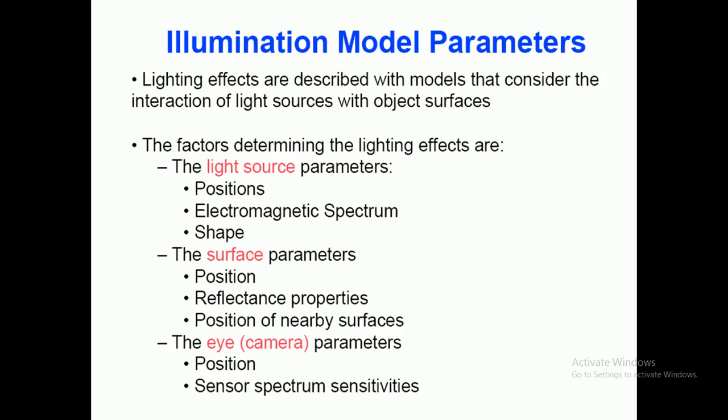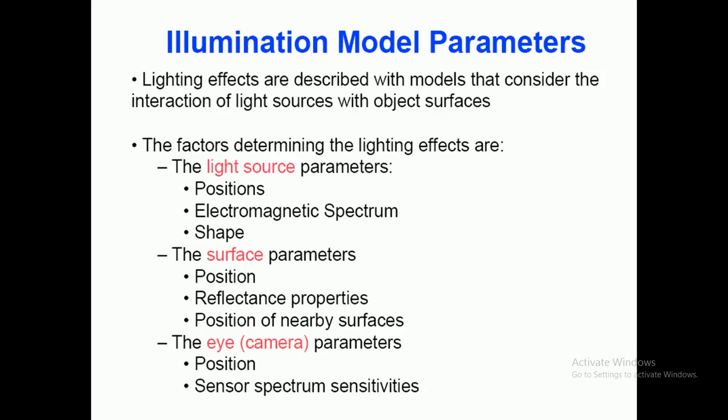Again, as I told, we have to consider surface properties. The surface parameters are position, which means the orientation, how that surface is aligned and what angle it makes with the light ray, right? There is position. Then reflection properties. Reflection properties means a mirror has different reflection, a prism has different reflection properties. Like this, a shiny surface and a rough surface have different reflection properties. It means the light reflected is not the same in all types of objects, right?